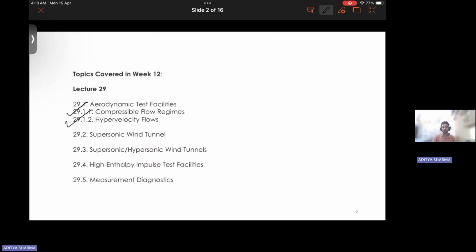After that, schematics of different setups, different wind tunnels, have been given. The first one is an intermittent in-draft tunnel. The different components of it have been mentioned. So it's a supersonic type wind tunnel.